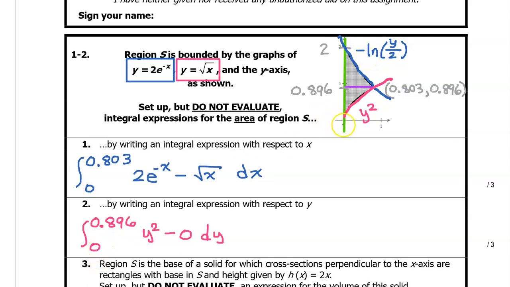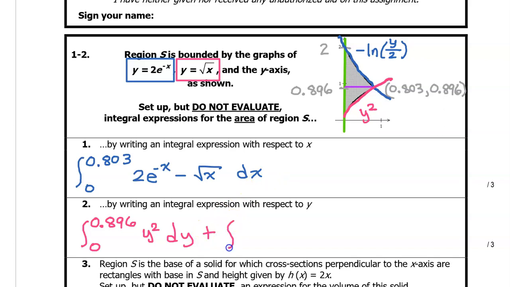First, we will integrate from 0 to 0.896, and we will integrate the function on the right minus the function on the left. So that's y squared minus 0. Obviously, we don't really need to write the minus 0 part, so we can just put the integral of y squared dy. And then we move on to the second integral.